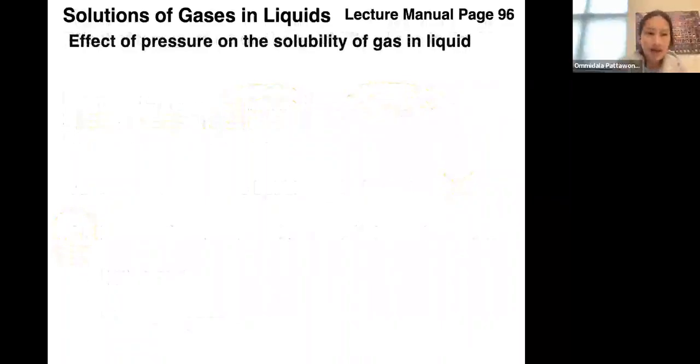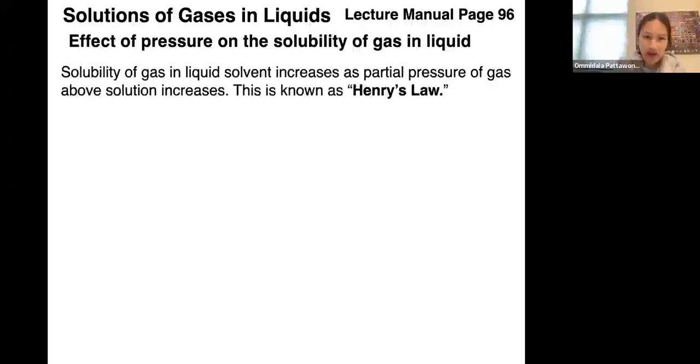Last one, we are going to take a look at the solution of gas in liquid. Because we talk about gas, pressure is going to have an effect on solubility. The effect of pressure on the solubility of gas can be expressed by Henry's law, which states that the solubility of a gas in a liquid solvent increases as the partial pressure of the gas above the solution increases.